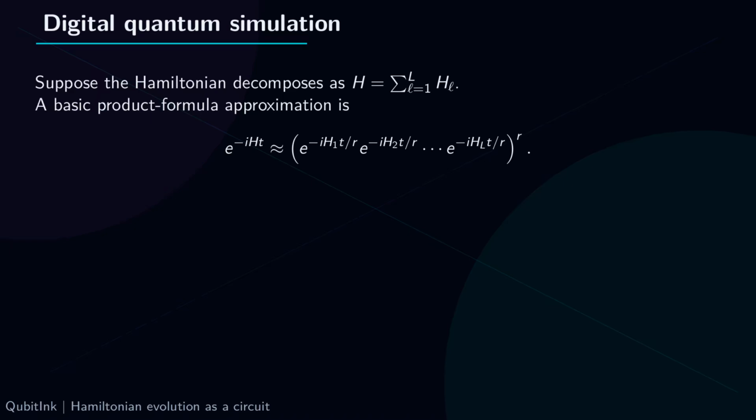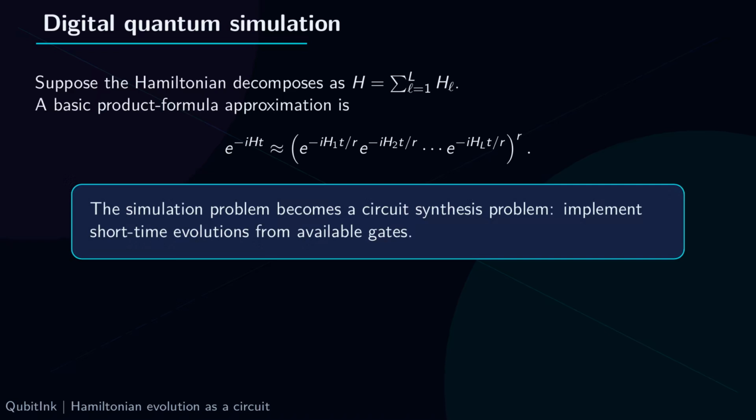The parameter r controls how finely the time evolution is divided. The simulation problem becomes a circuit synthesis problem. Implement these short time evolutions using elementary quantum gates.